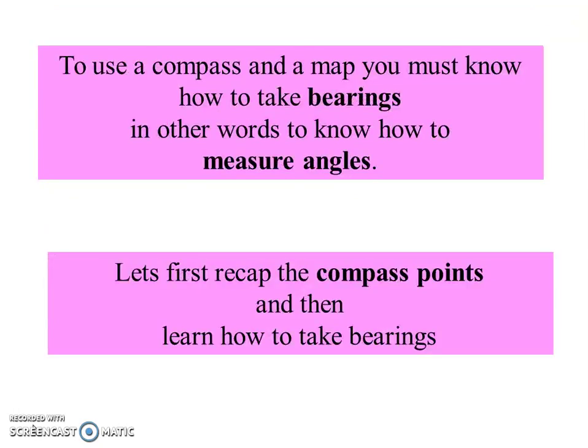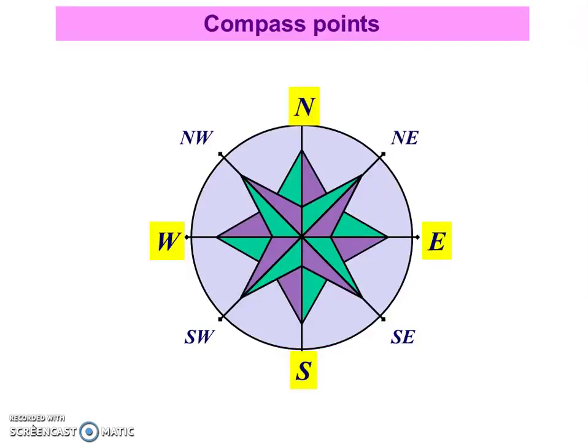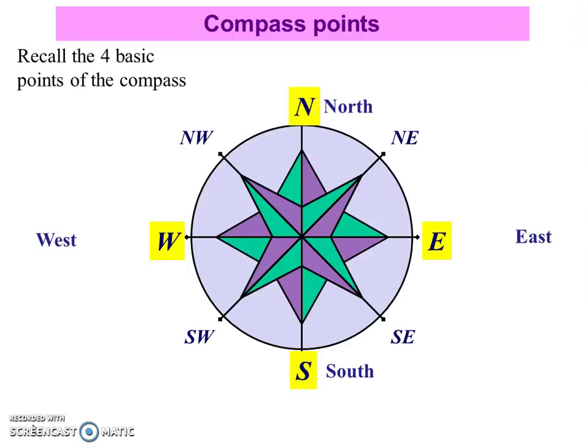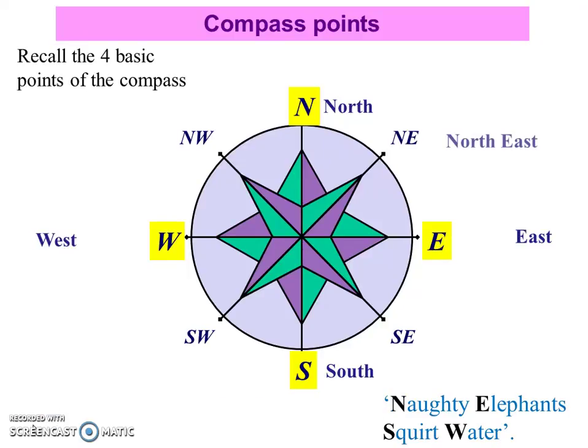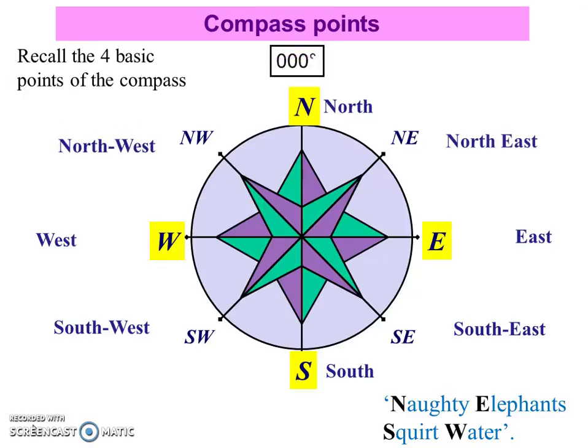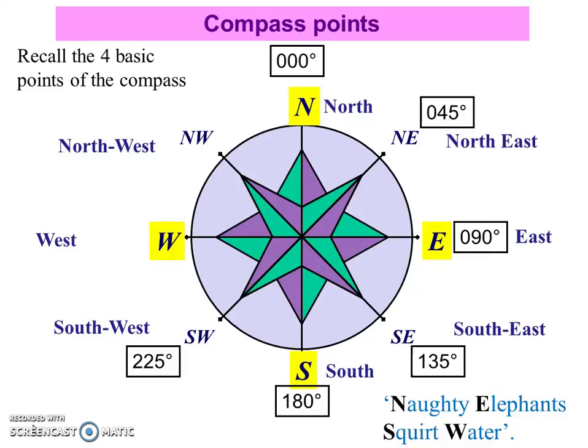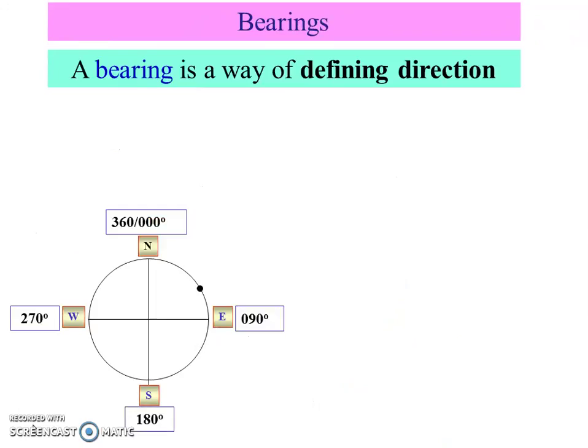To use a compass and a map, you must know how to take bearings. In other words, to know how to measure angles. Let's first recap the compass points and then learn how to take bearings. So we have a compass, the basic points: north, east, south, west, and northeast, southeast, southwest, northwest, and the degrees of each of the points of the compass.